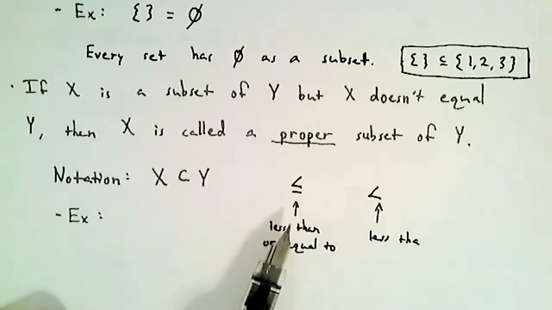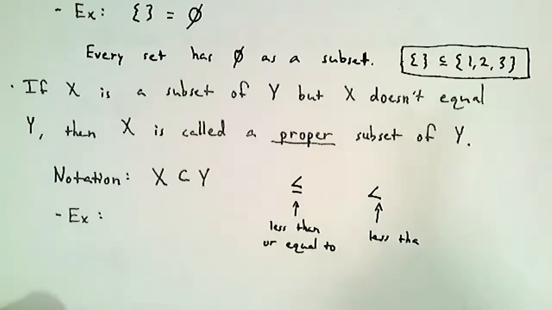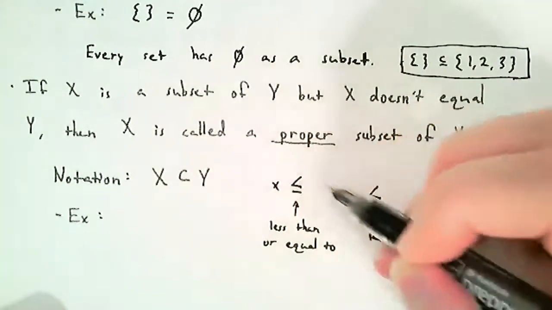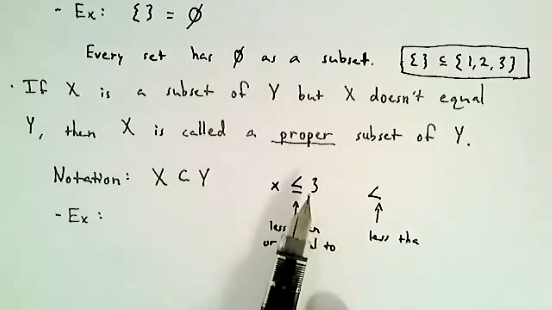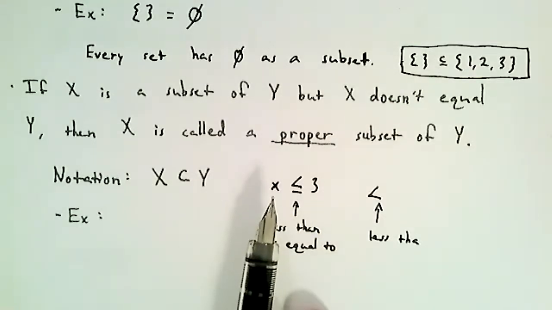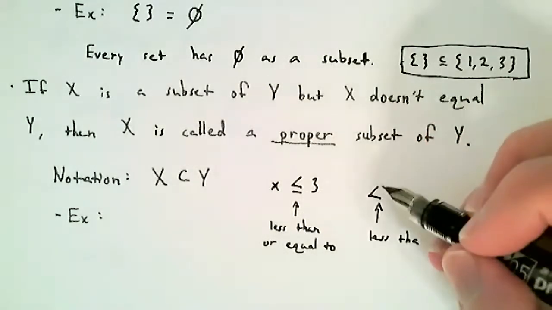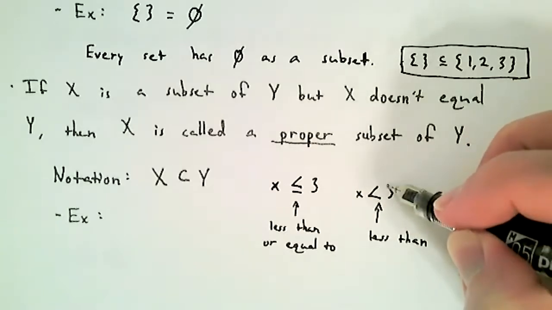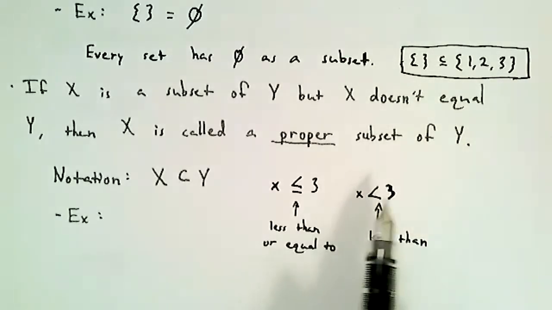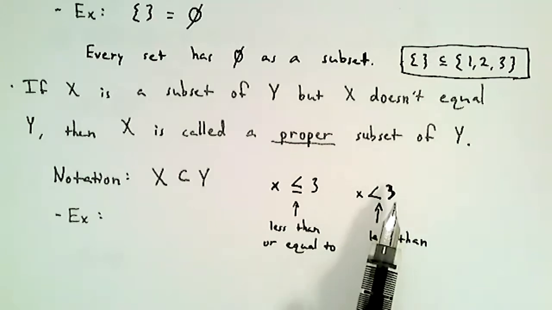So with this one, the less than or equal to symbol, there's a possibility that the thing on the left could be equal to the thing on the right. So just picking an example, if X is less than or equal to 3, then it's possible for X to actually be equal to 3. But if I use the strictly less than symbol like this, X is less than 3, then in this case, X can't be 3. It has to be like 2 or 2.9, something smaller than 3.